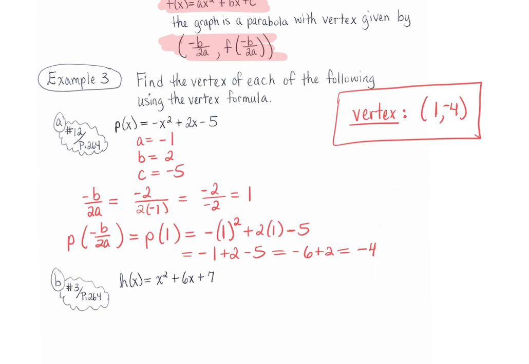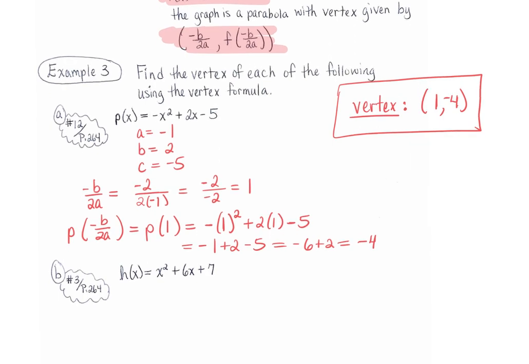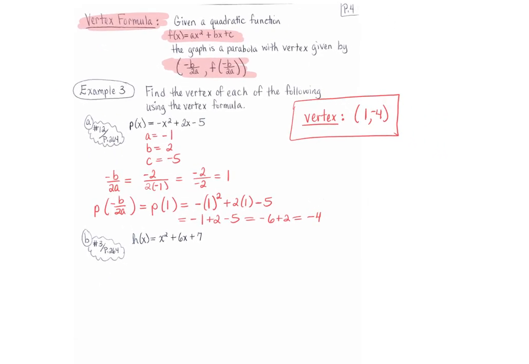Take a minute and do part B. Part B, you have h of x equals x squared plus 6x plus 7. Find the vertex of h of x using the vertex formula.